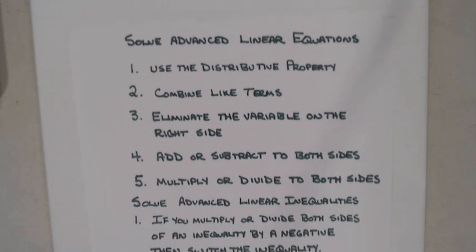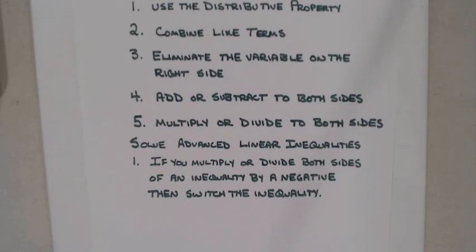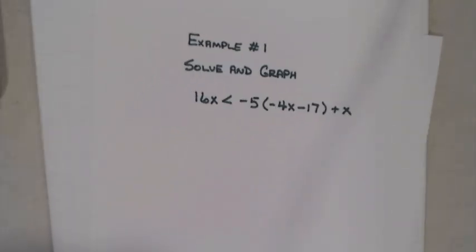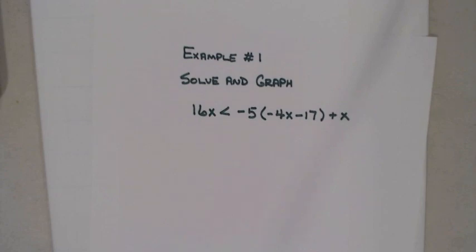The thing with an inequality, though, we need to remember is if you multiply or divide both sides of that inequality by a negative number, that inequality symbol switches around. So let's look at an example of one of these. We're going to solve and graph this inequality.